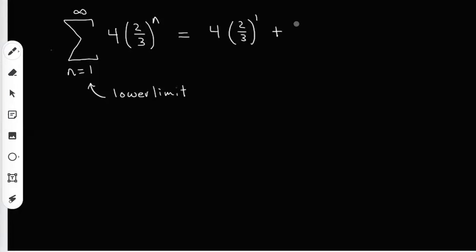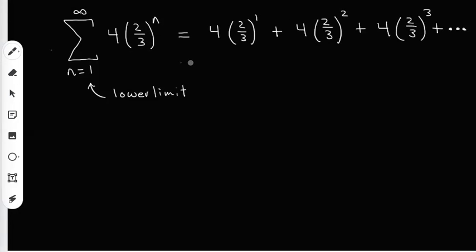And then I'm going to add the same thing, but n is going to be 2 this time. So I'm going to put a 2 at the top. And then I'm going to let n be 3. So I'm going up by 1 each time for n. And then I'll put my plus ... because this is an infinite series.